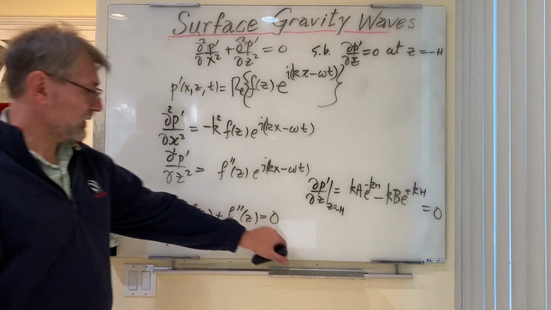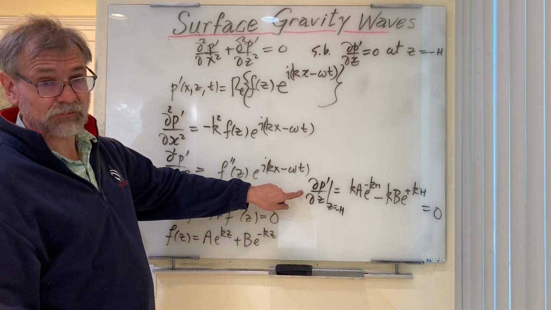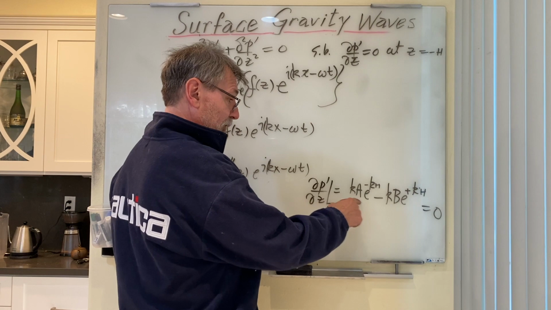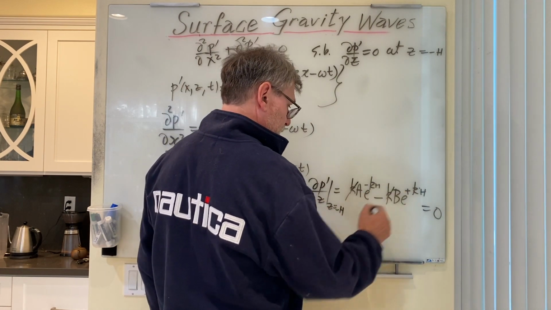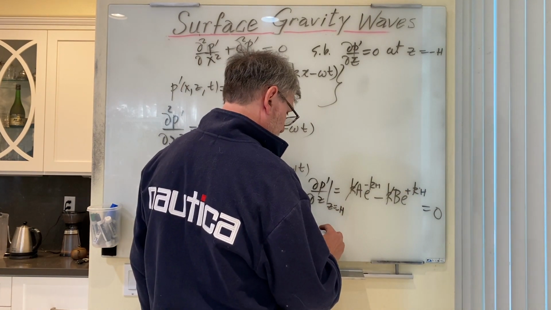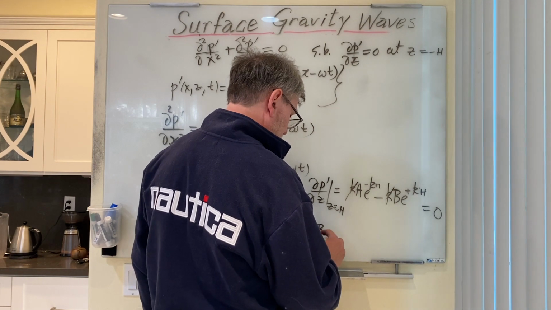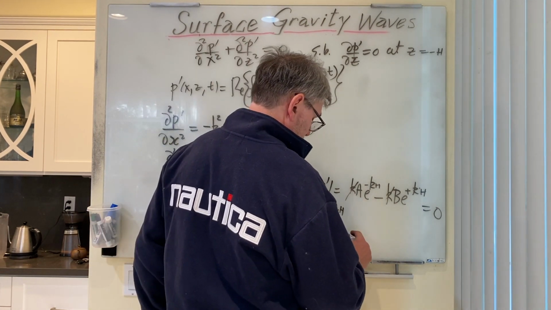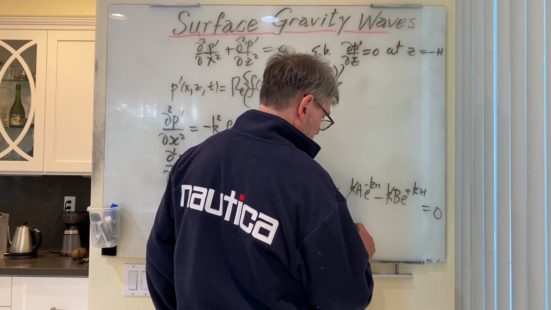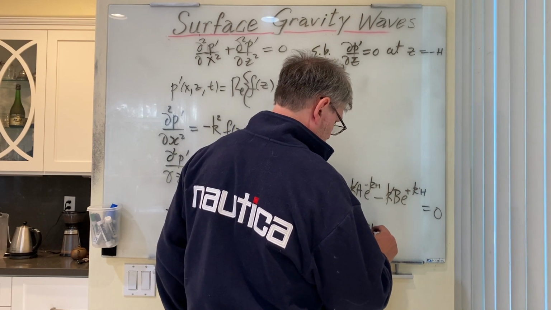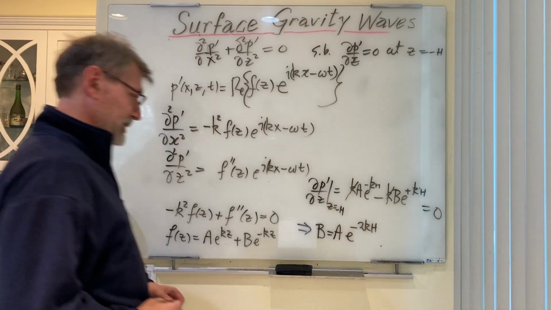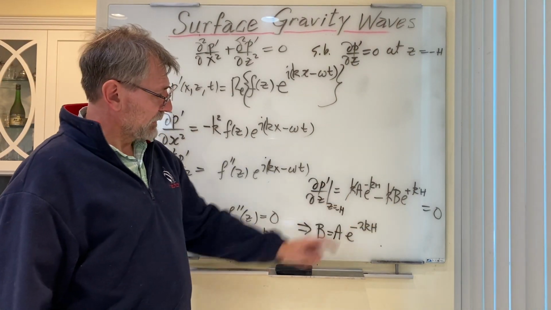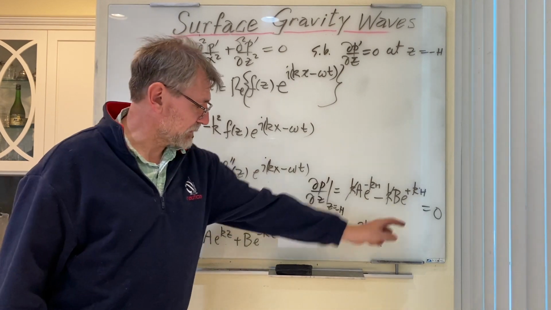All right, so that's the bottom boundary condition, that w has to be 0 for all time. So this means that I can solve for b in terms of a, the k's cancel. b is equal to a e to the minus 2kh, like that. So I just solve for b in terms of a from this equation.